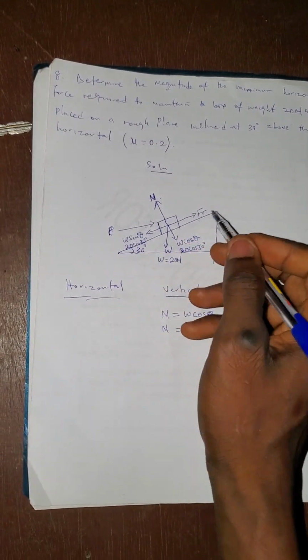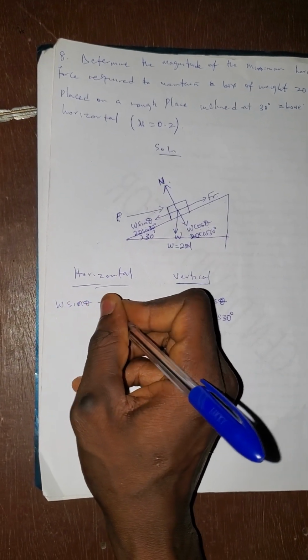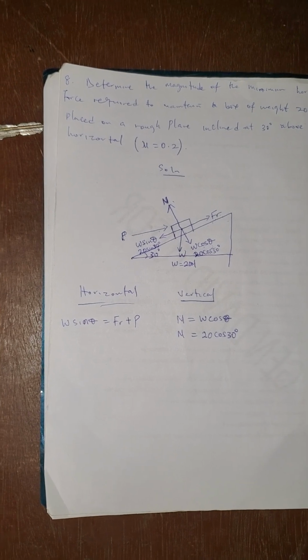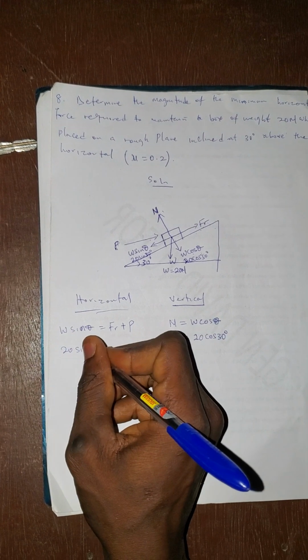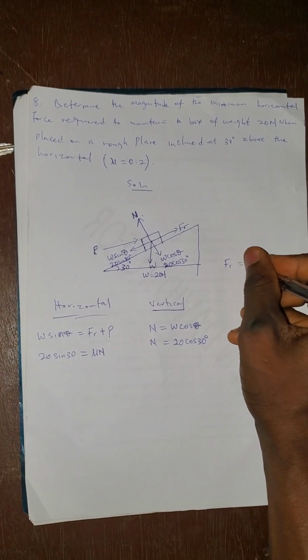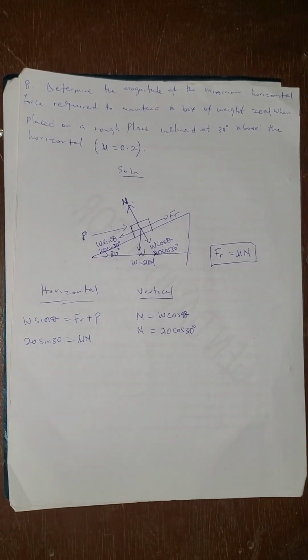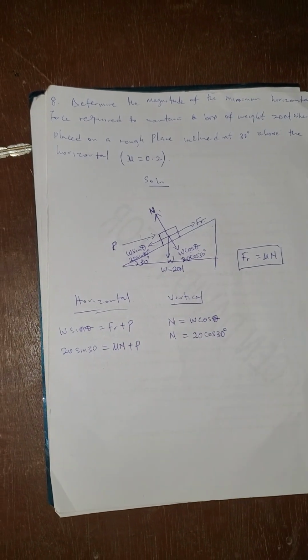This one and this one are facing the same direction. So this one, W sin theta, will be equal to the frictional force plus P, because frictional force and P are facing the same direction. Now, when you have this, you will observe that your W, which is 20, then sin 30, is equal to your frictional force. Don't forget that frictional force is equal to the coefficient of friction multiplied by what? N. Since we are not given the frictional force, but we are given the coefficient of friction, then plus P. Don't forget it is P that we are looking for.